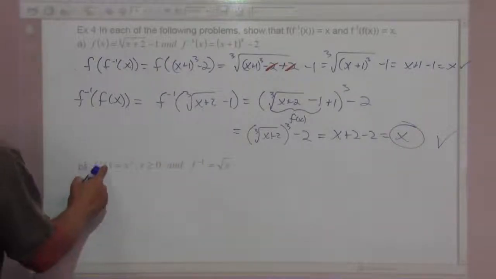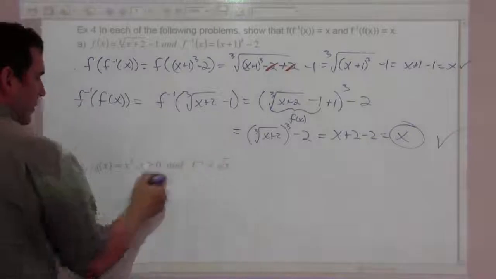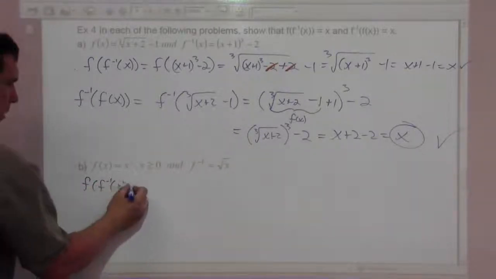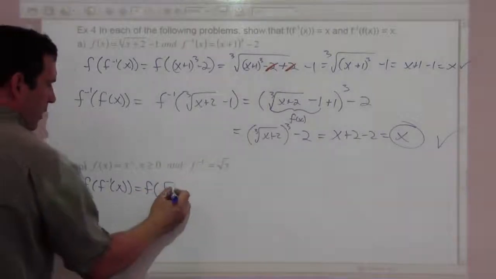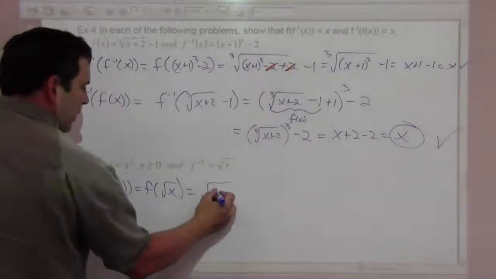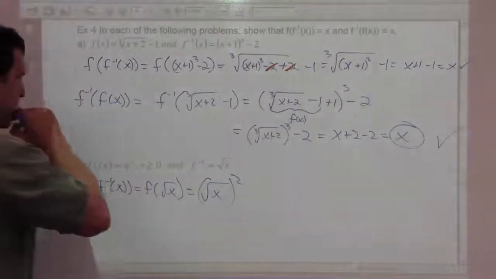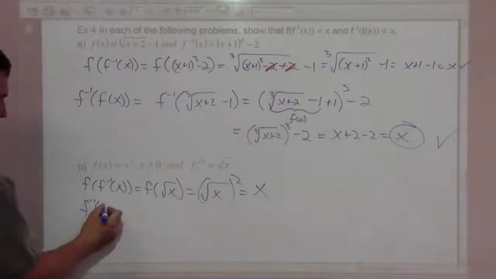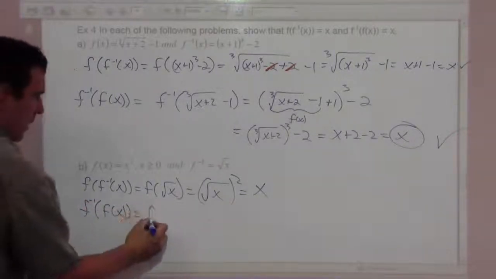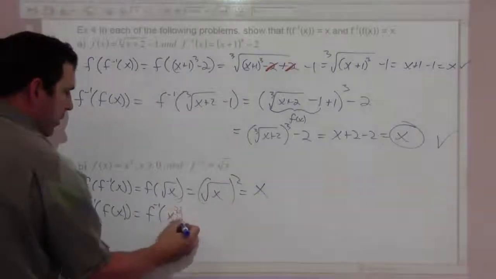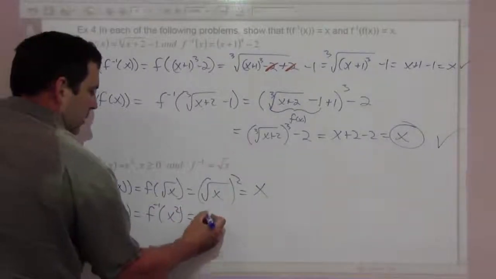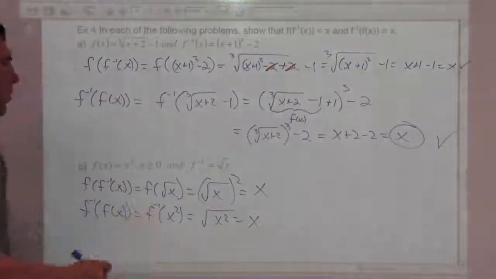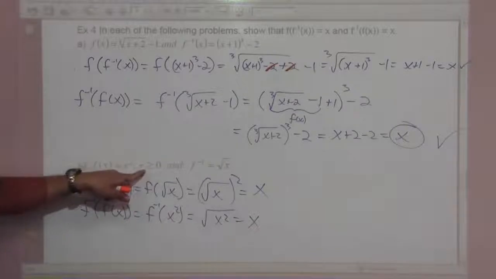The next one, f of x equals x squared. F inverse of x is square root of x. So f of f inverse of x is f of the square root of x, so we have the square root of x squared. That's just x. And f inverse of f of x is f inverse of x squared, which is the square root of x squared, because our f inverse is square root. That's x.